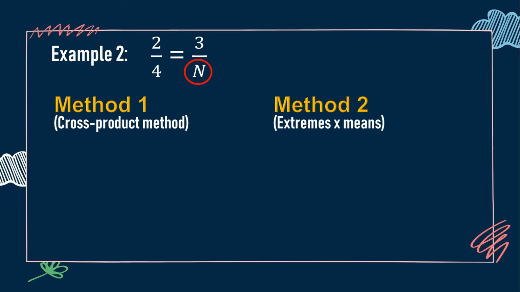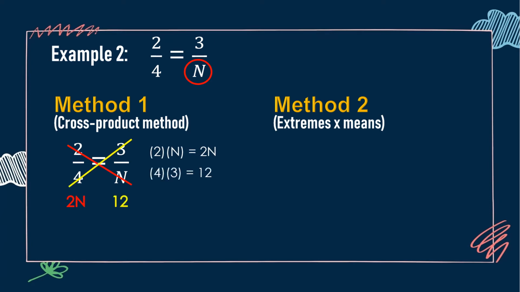Let us have first method 1. Cross-multiplying, we have 2 times n equals 2n, and 4 times 3 is equal to 12. In order to get the value of n, we will divide both sides by its numerical coefficient, which is 2. So 2n divided by 2 equals n. 12 divided by 2 equals 6. Therefore, n is equal to 6.